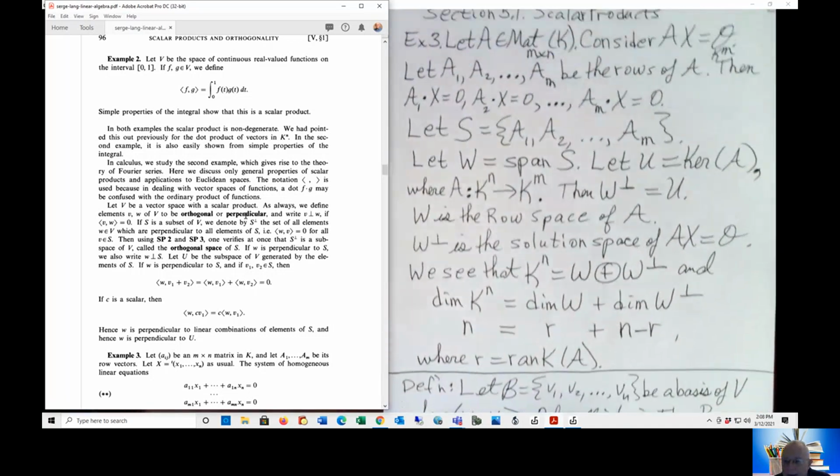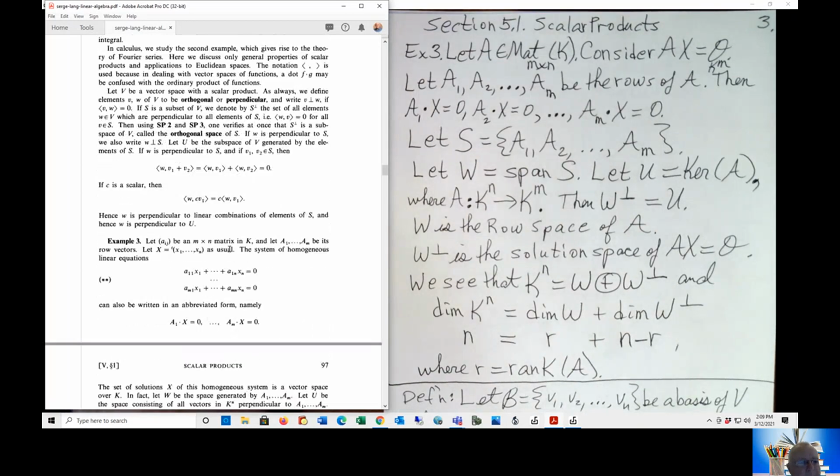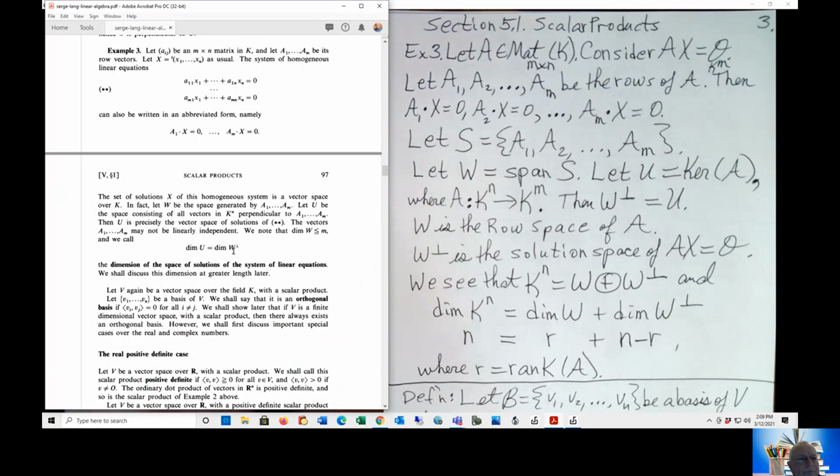All right? Now, my notes here are more detailed than what the book has here. We're looking next at example 3, which is looking at a homogeneous system of linear equations. So let A be an m by n matrix over the scalar field K. Let's consider the homogeneous system of equations AX equal to the 0 vector.